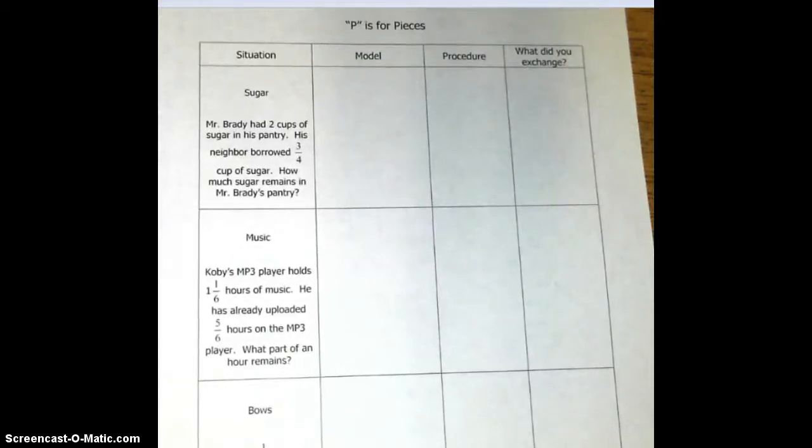P is for pieces, or it may be something that you're doing in class, but for my students, I assign this for homework. So we want to be able to model the procedure on how we are going to rename these fractions. So it says Mr. Brady has 2 cups of sugar and his neighbor borrows 3/4 of it. How much sugar remains in his pantry?